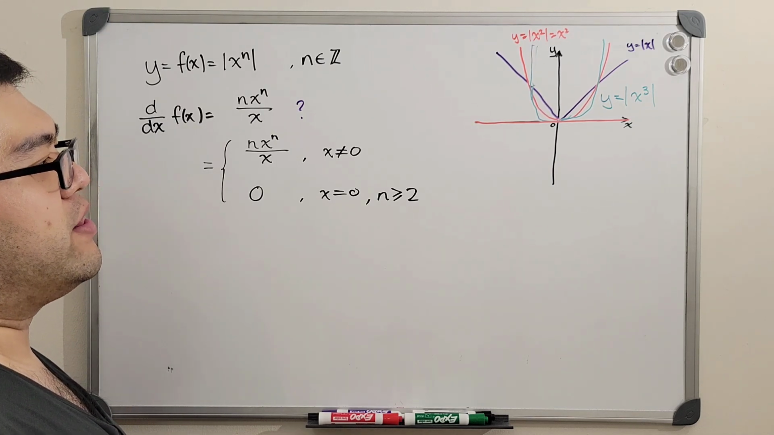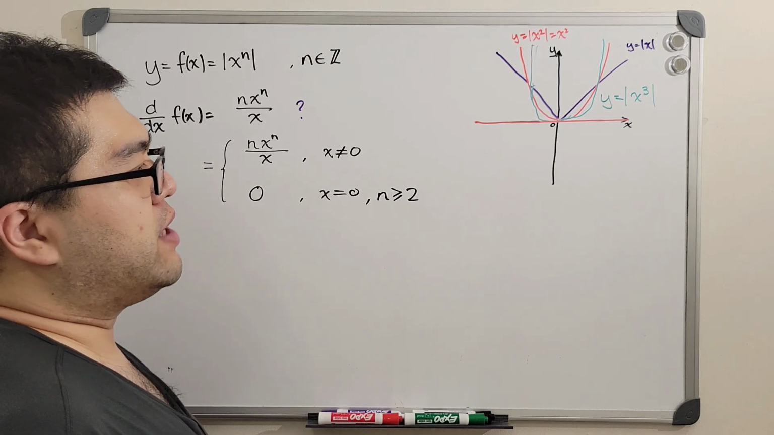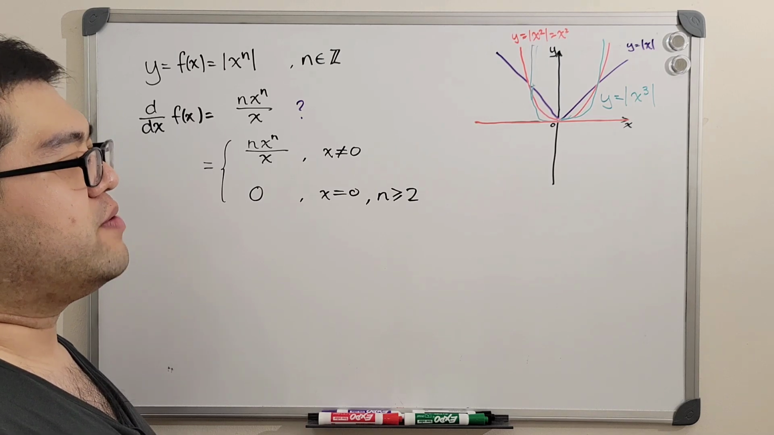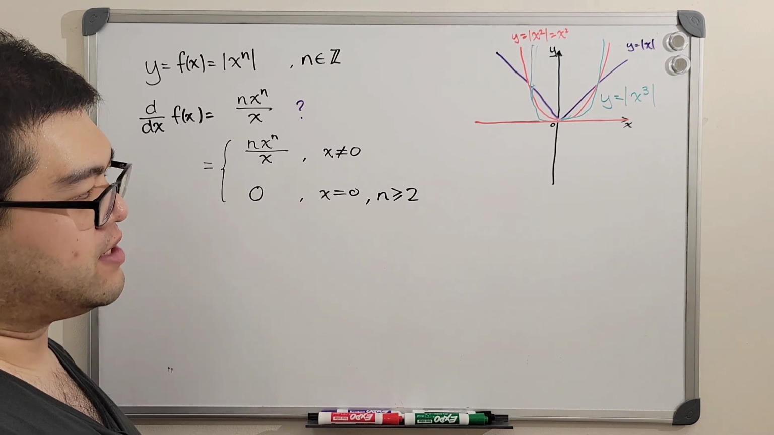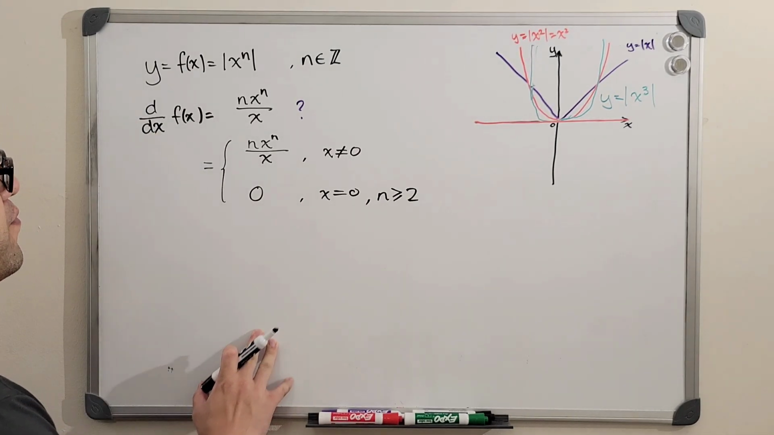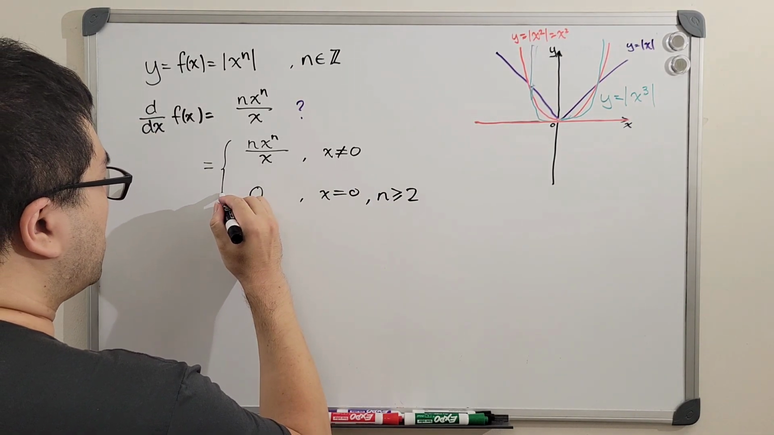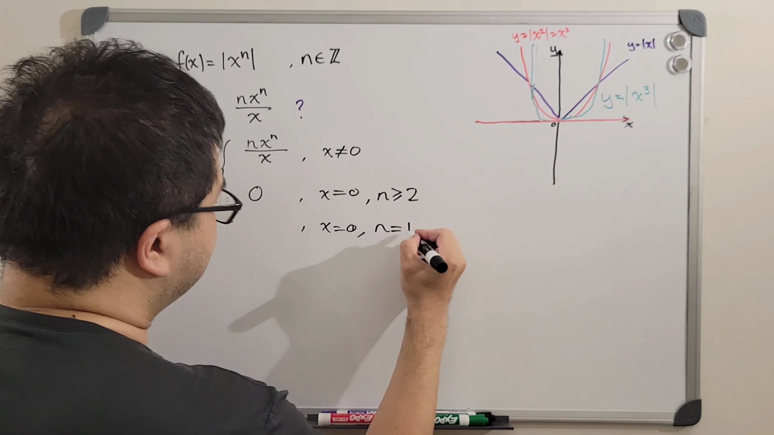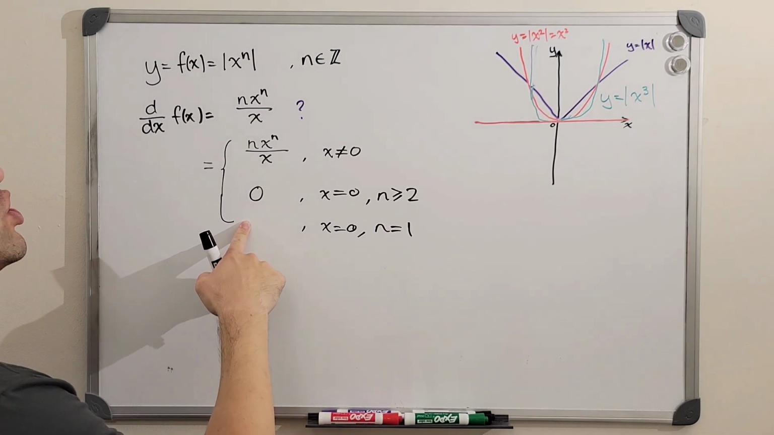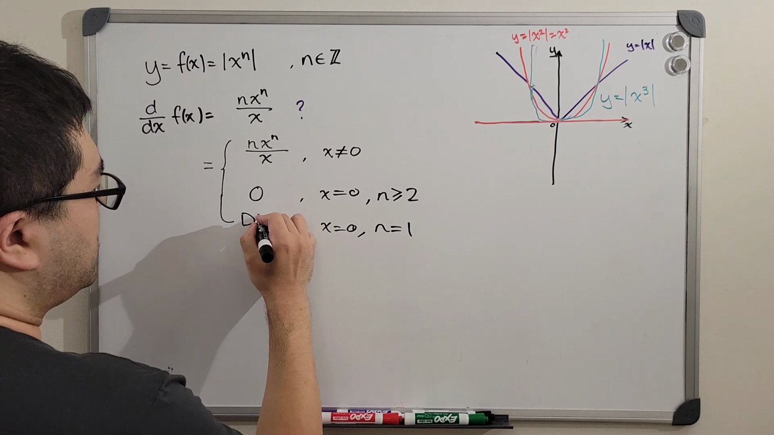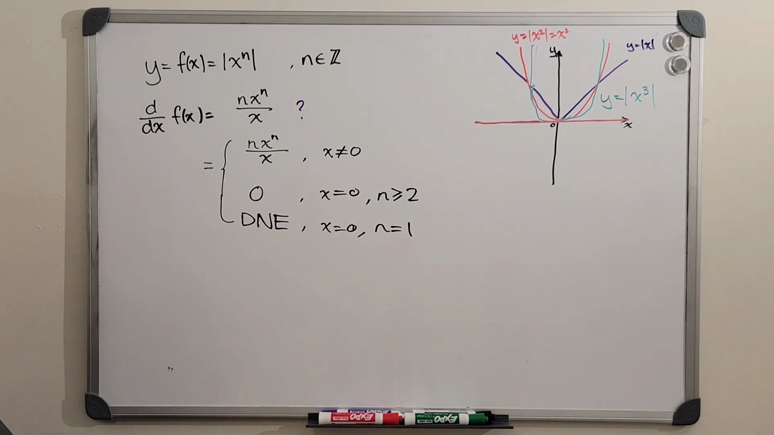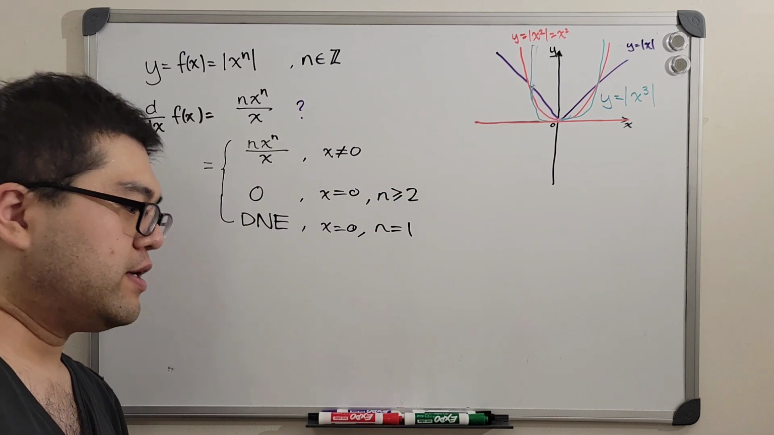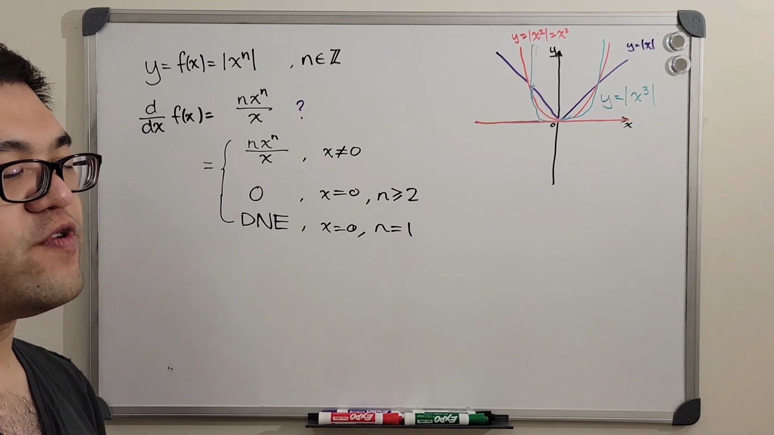But we cannot take the derivative and then have an agreement by taking from different sides. Okay, then when n is equal to 1 and x equals 0, we actually see that the derivative does not exist. It is actually undefined there, because again we cannot get an agreement from the left and from the right.